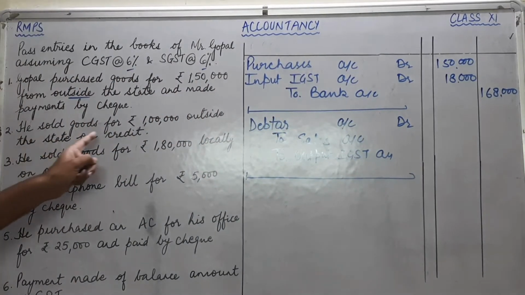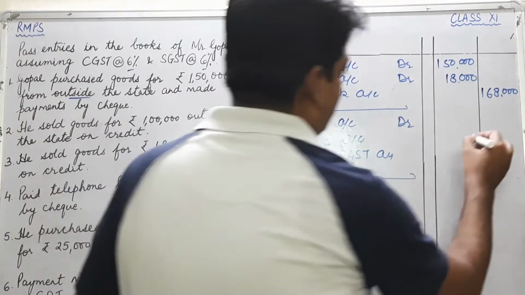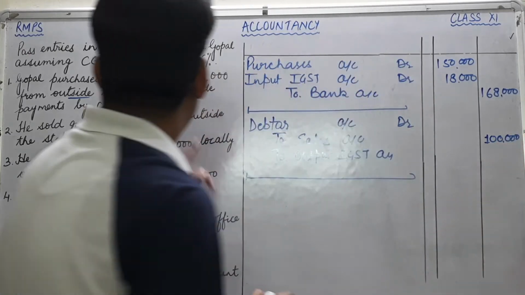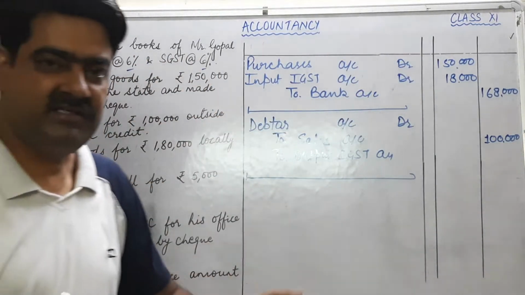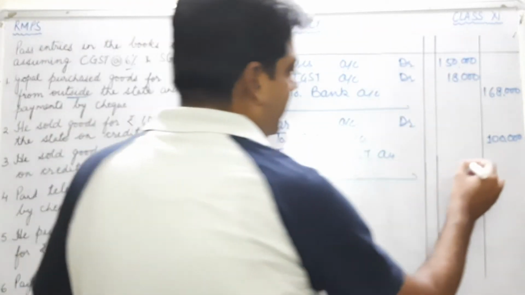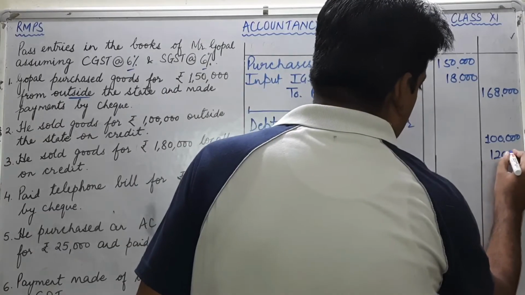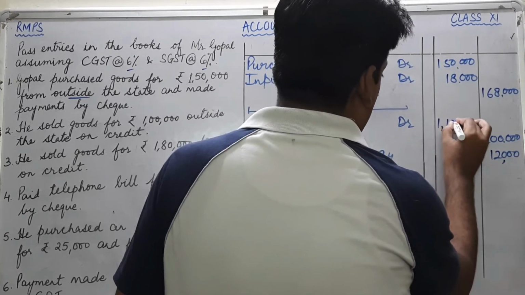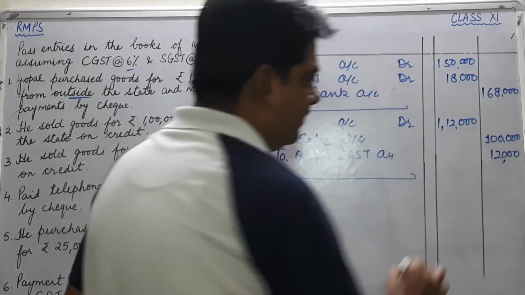And this time again you can see selling price is 1 lakh rupees and 6% CGST and 6% SGST will be converted into IGST, that is 12%. So on 1 lakh rupees this amount will be 12,000. Total will be 1 lakh 12,000 rupees. Okay.